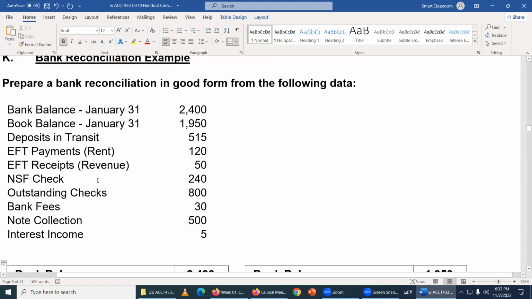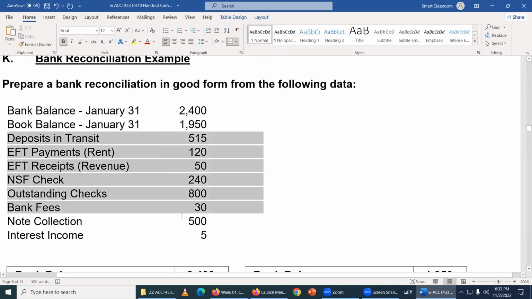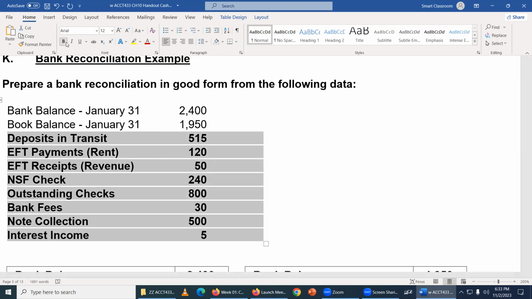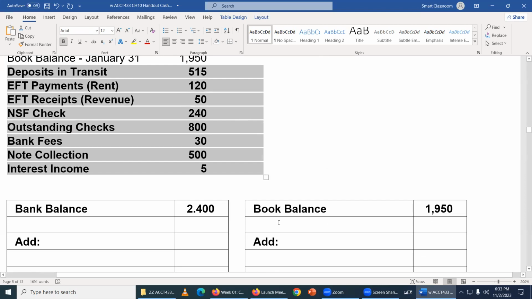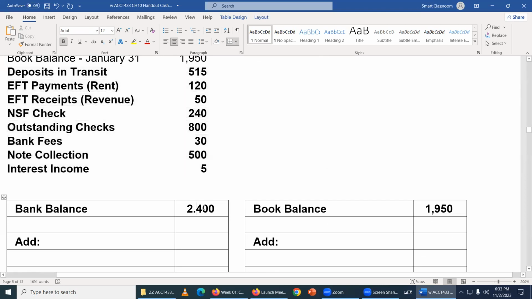So what we have is all this stuff down here. These are the adjustments we're going to need to make. Now, there are some things that the bank knows that we don't know, and some things we know that the bank doesn't know. And we always try to correct the other side. Whatever side doesn't know, we correct their side.